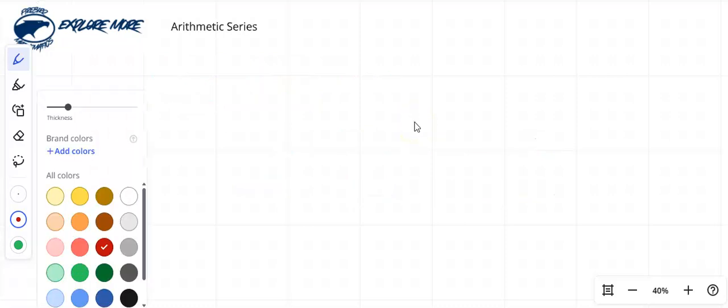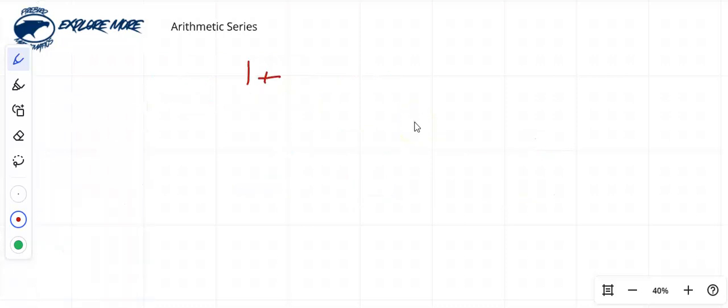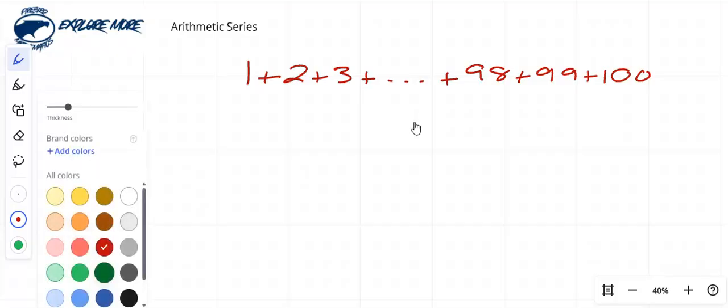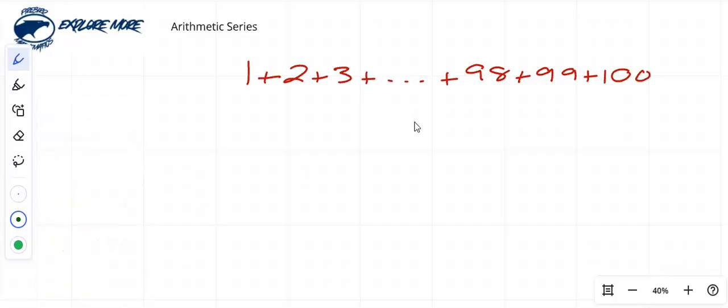There's a story about a famous mathematician who was bored in his math class one day, and so his teacher said, why don't you try to find the sum of all the numbers from 1 to 100? Just trying to keep him busy. And he did, and he did it way too fast, and his teacher was like, wow, how'd you do that? And so here's how he did that.